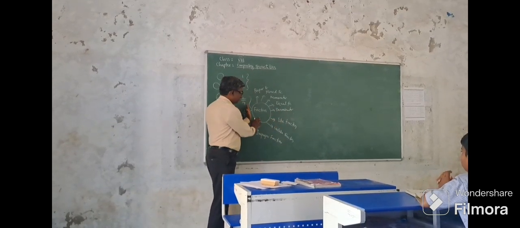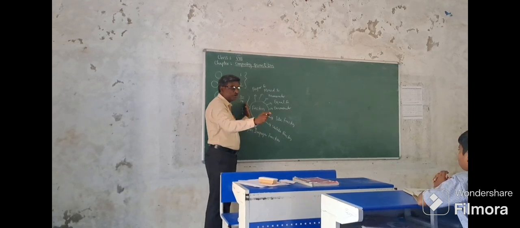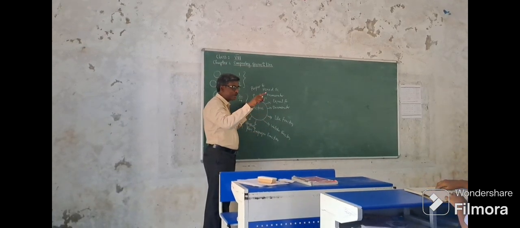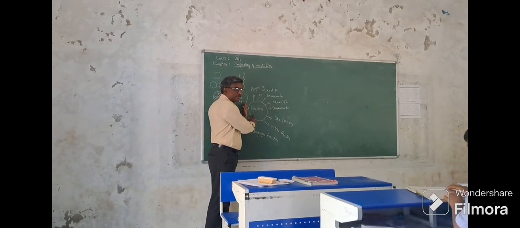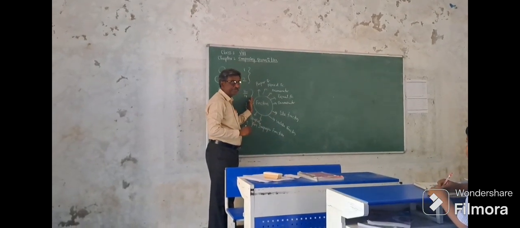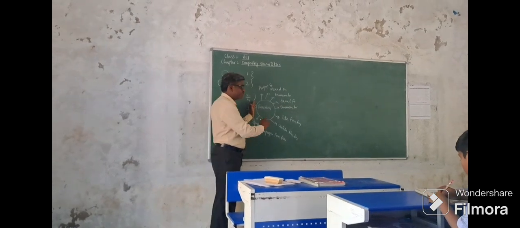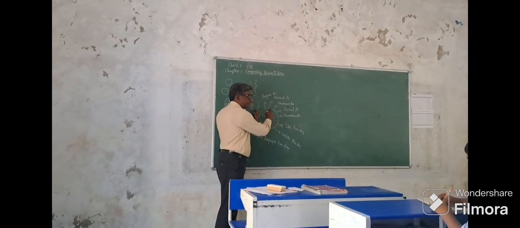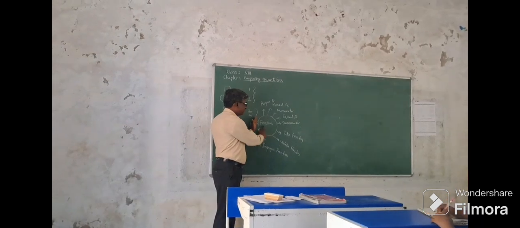Take 2 minutes of time and write down this mind map. Start writing. Roughly draw a circle on your table and draw this.